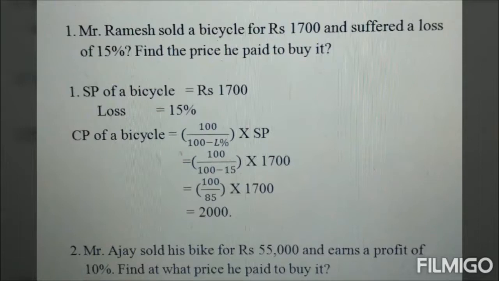Similarly students, I am giving you another question for your homework. Mr. Ajay sold his bike for rupees 55,000 and earns a profit of 10%. At what price did he buy it? Means again SP of his bike is given along with the profit percent. You have to calculate the cost price.